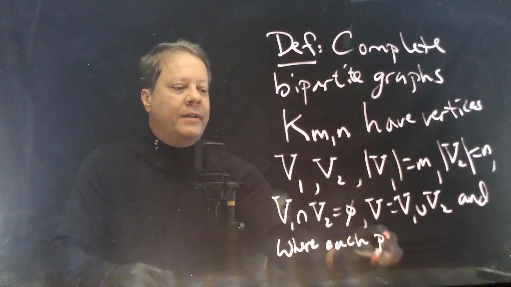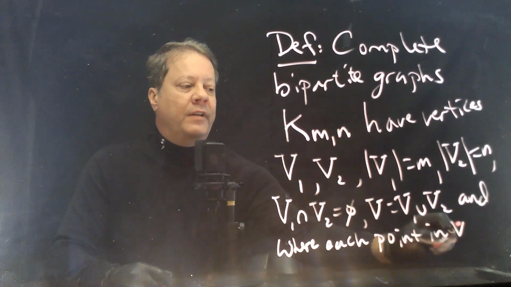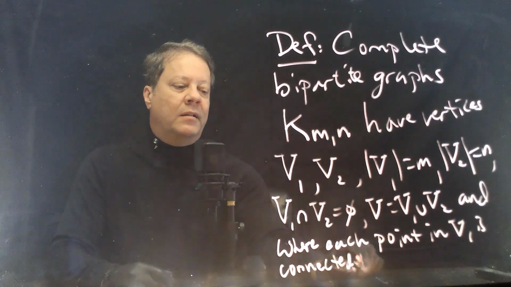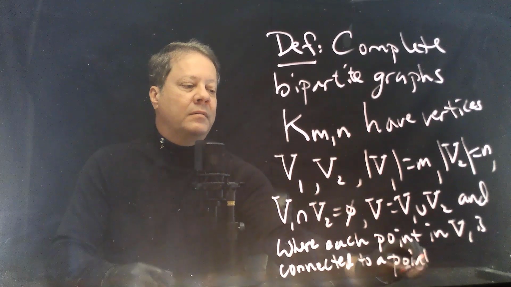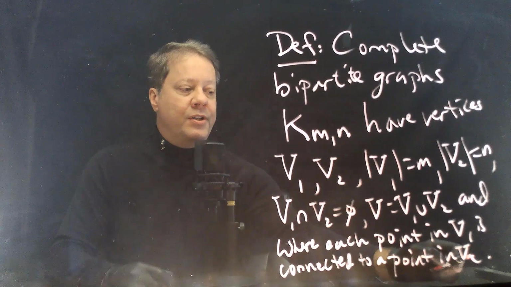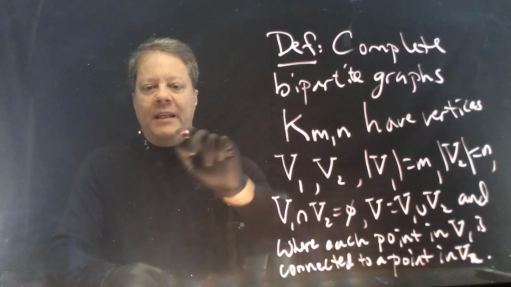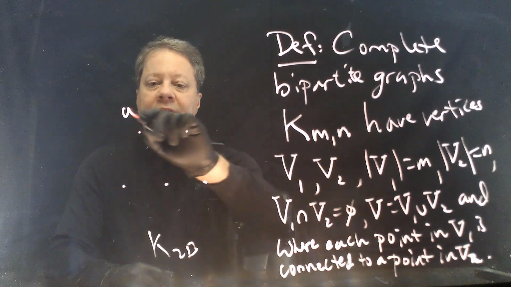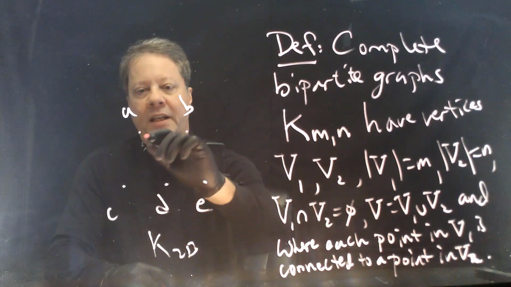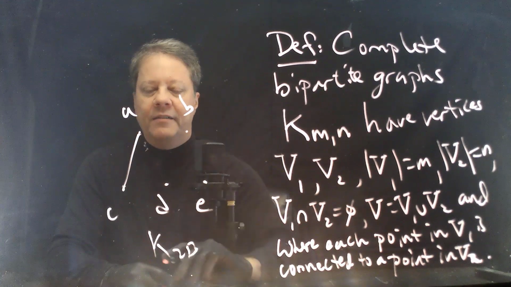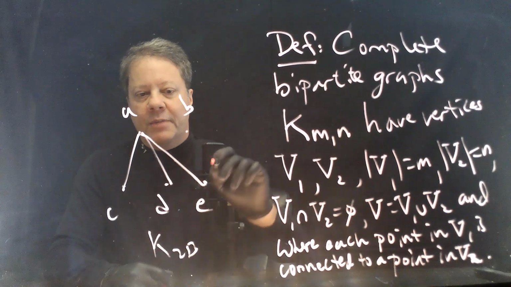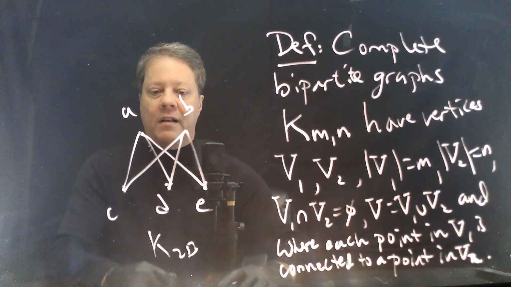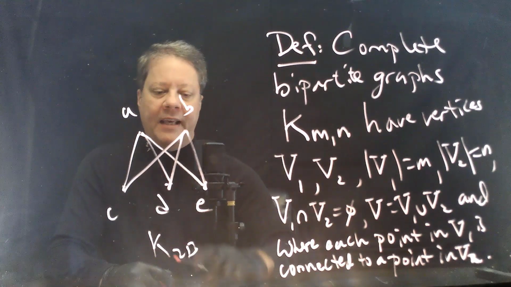Where each point in V1 is connected to a point in V2, of course, by an edge. So an example might be K_{2,3}. Here we have A, B, C, D, E. Each point in the first set, A, B, is connected to each point in the second set. And so those would represent all of the edges in this complete graph K_{2,3}.